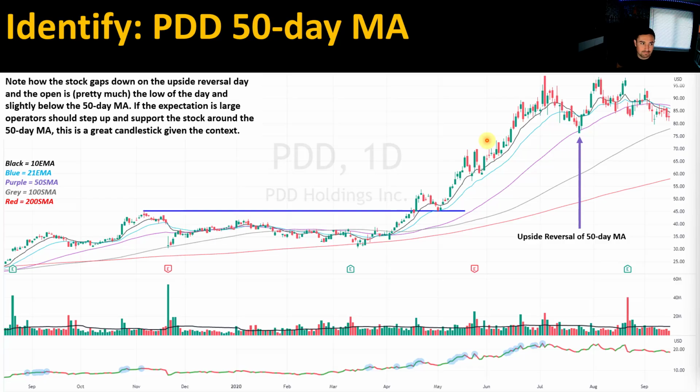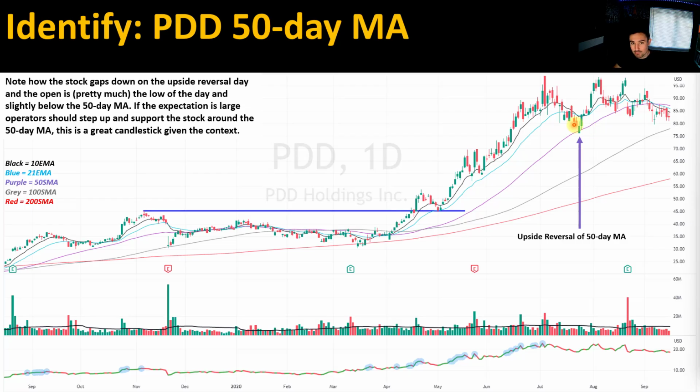This is PDD. So remember I've been going on about upside reversal bars, right? Well, again, it's understanding where you are expecting large operators to step up and support the stock. Well, a stock like this, on the first pullback to the 50 SMA, you'd be looking for them to step up and support the stock around the 50-day moving average. What are two candlesticks that you could be looking for? Gap down reversal bar, as I call it, or a shakeout demand tail, which results in an upside reversal.